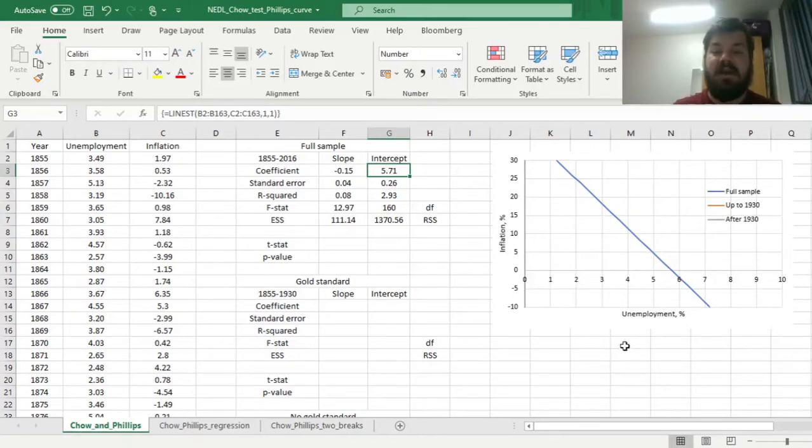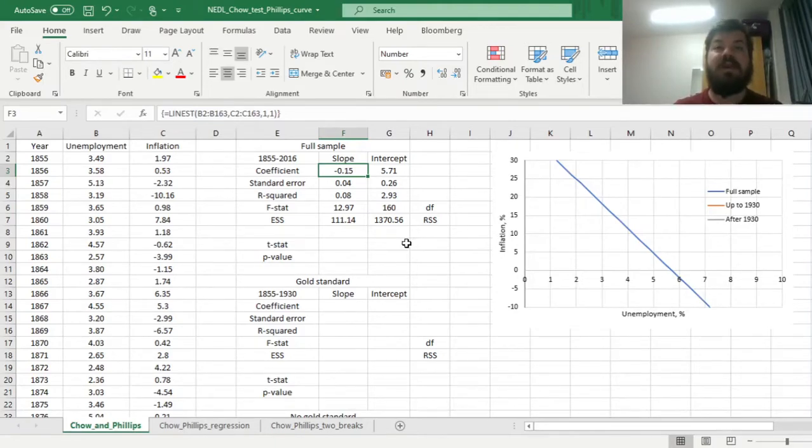this intercept, showing that the natural or non-inflation accelerating rate of unemployment is indeed around 5.7 for the full sample, and the slope is minus 0.15, meaning that 1 percentage point increase in inflation reduces unemployment by 15 basis points, by 0.15 percentage points. So it means that roughly a 7 percentage point increase in inflation is needed to reduce unemployment by 1 percentage point.